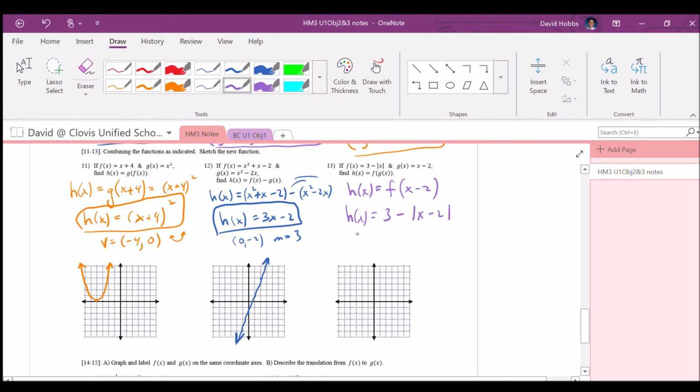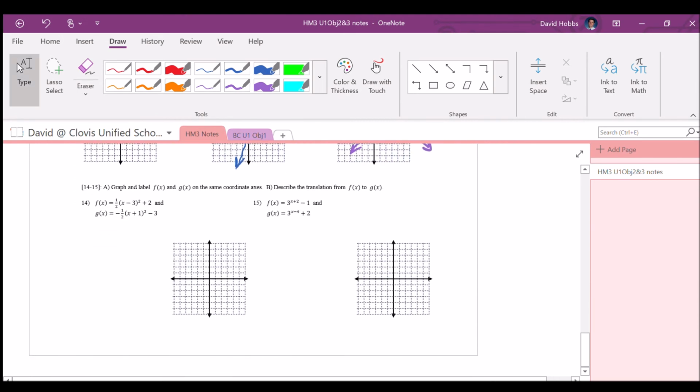Now it's a linear absolute value function, so maybe it looks a little bit better to you if you do it like this. We don't have to rearrange it. The 3 is positive. My vertex is 2, 3, and it's opening down. Okay, so 2, 3, and -1, so down 1, right 1, down 1, other side 1. Okay, that's combining functions.